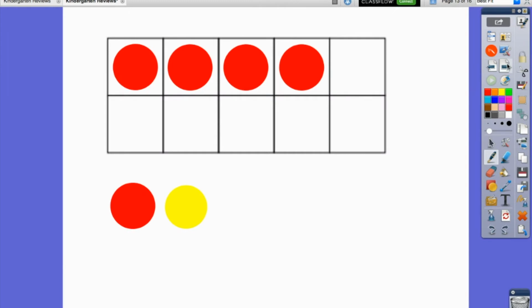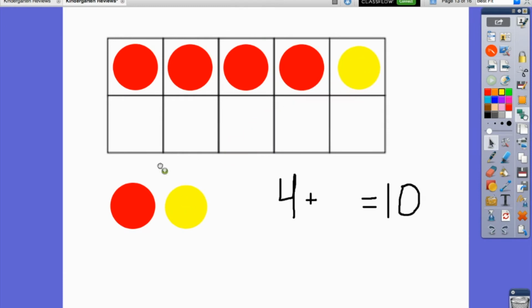Let's look at this one. What number do we start with inside of our 10 frame? I see that there are 1, 2, 3, 4 red counters in my 10 frame. And I need to figure out how many more counters I need so that I can get a total of 10. So let's finish filling in our 10 frame. And I want you to count the yellow counters as we do it. So count with me.